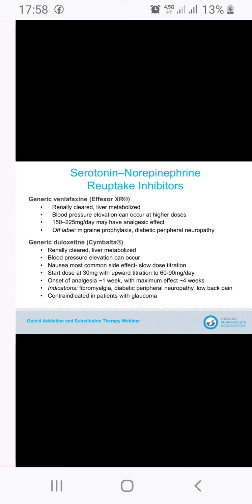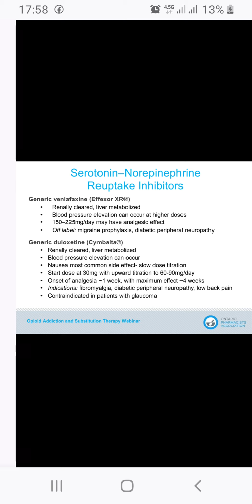Very similar to venlafaxine, they're very chemically similar, targeting the same receptors similarly. It is renally cleared, liver metabolized, blood pressure concerns as well. Some of the common side effects is nausea, so we require more slower dose titration on initiation. So we start patients often at 30 milligrams and then titrate up to about 60 to 90 within a week. That I would say would be the most efficacious dose with regards to pain. And there's really not much evidence supporting doses above 90, but more side effects.